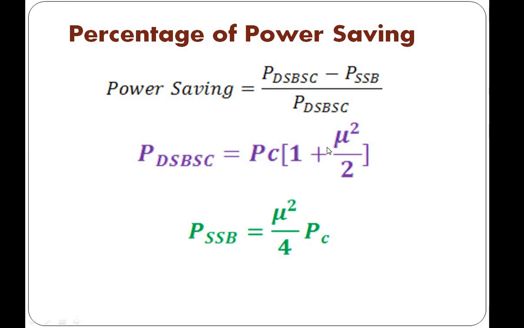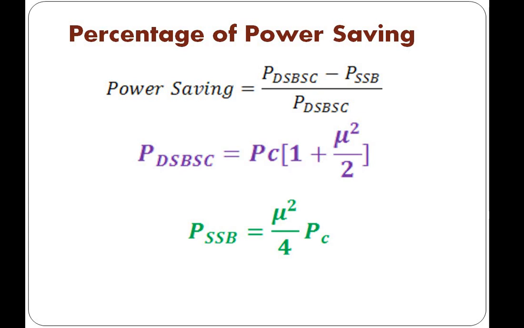PC of 1 plus mu square by 2 is the power of your DSB-SC, double sideband modulated wave. And what is the power of your SSB? P SSB is equal to mu square by 4 into PC. You have to substitute both in your power saving formula and get the answer. I hope you people will do this.